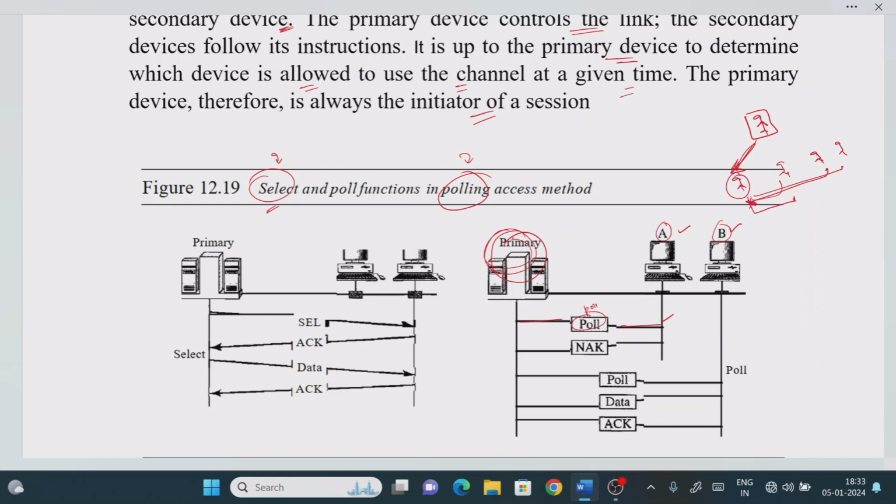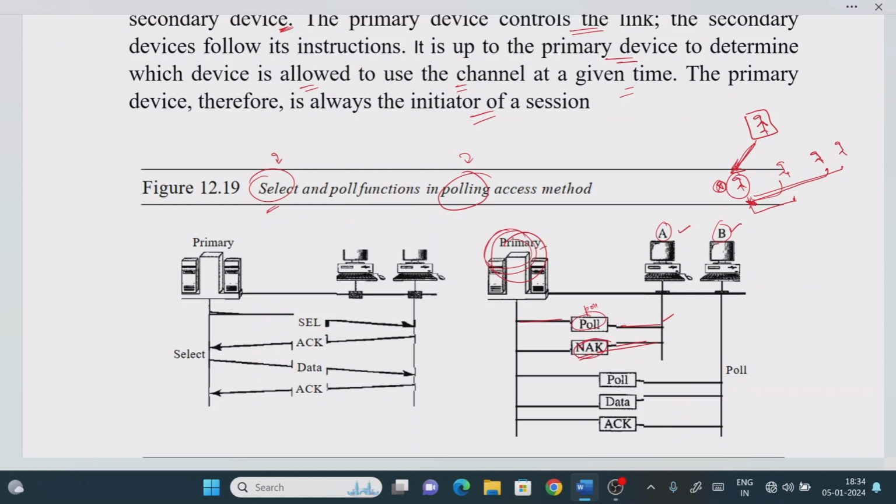Now what it will do is, he will tell that, okay bro, you are asking me to send some data, but I don't have any data to send. This is one kind of possibility, right? In this case, in real time, it is going to send the negative acknowledgement. What is the meaning of negative acknowledgement?